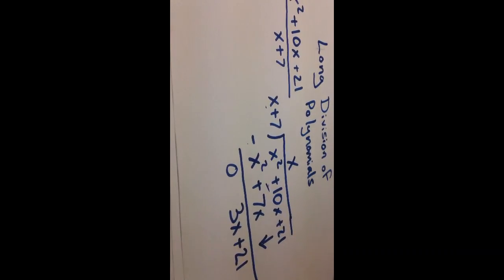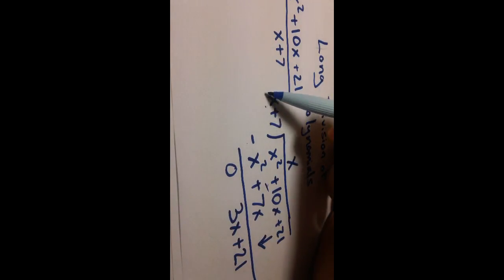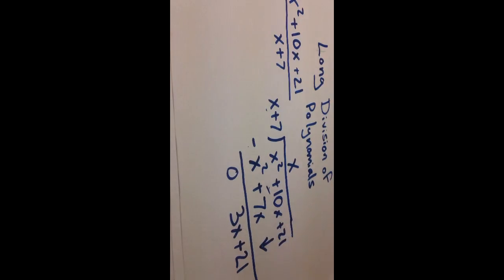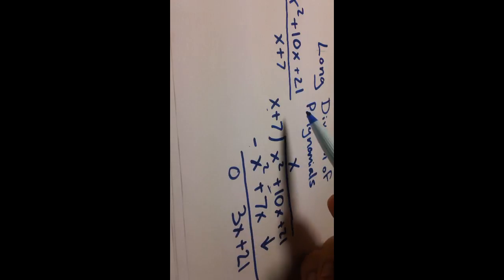Now what we want to do is the same process as before. We still want to make the first term of our divisor, this x, match the first term of our new dividend, 3x. How do we do that? Of course, we just multiply x by 3, right?